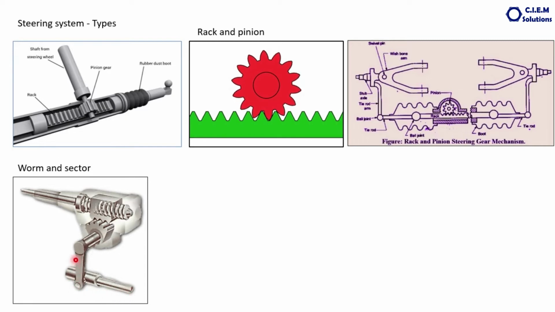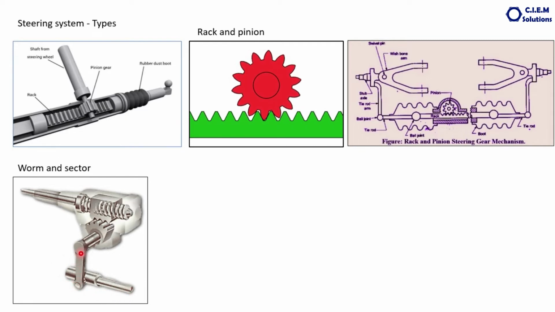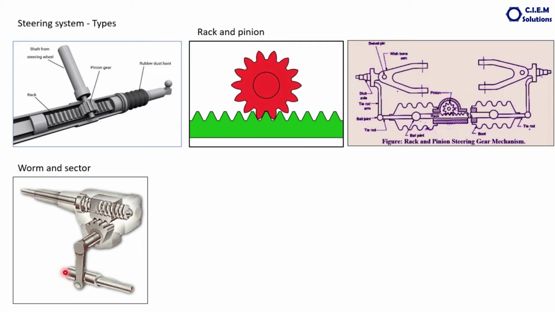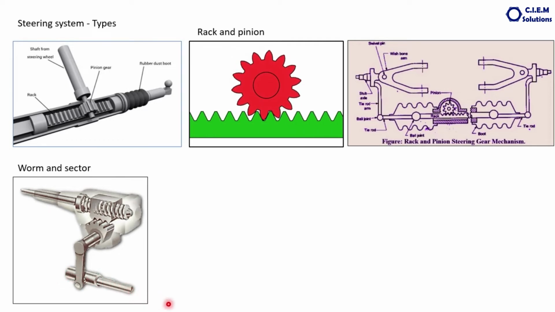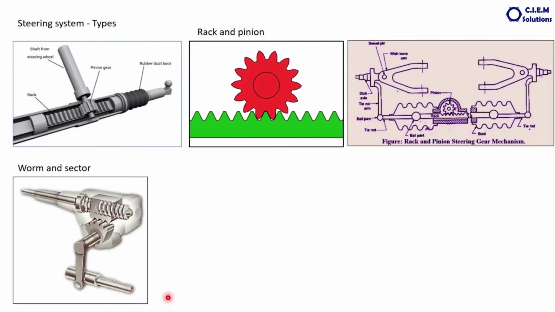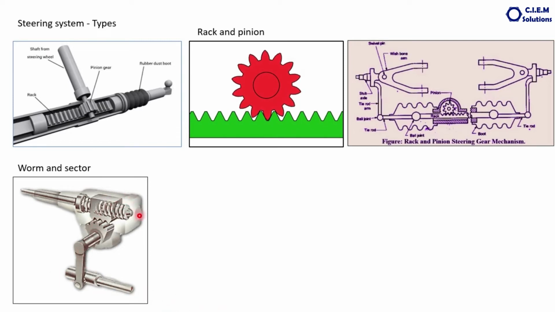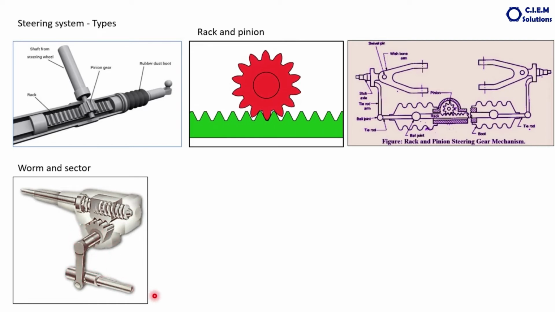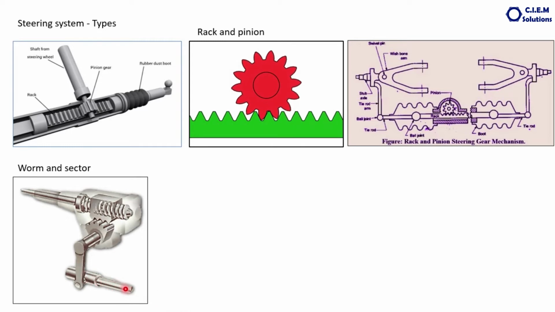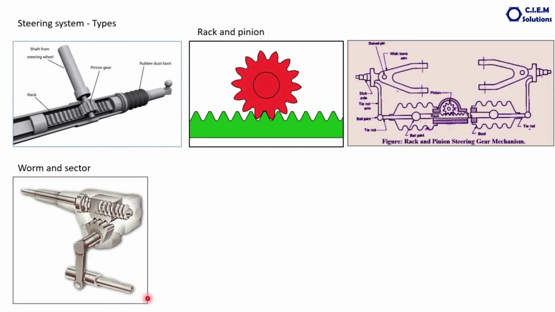This cranking arrangement or this arm arrangement makes this rod move forward and reverse, that is to and fro. The circular revolution here and here leads to the linear movement of this shaft, and from here the linkages are connected.